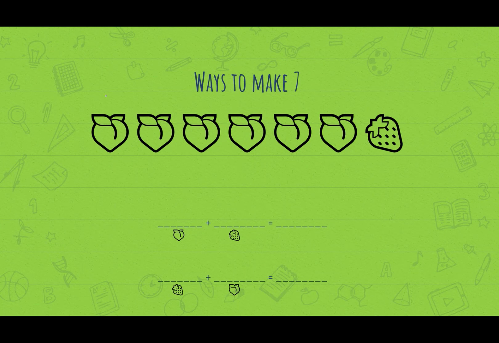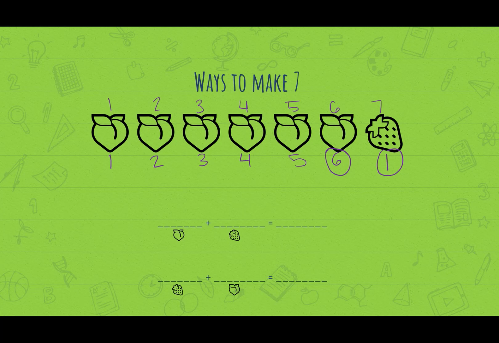All right, let's talk about another way to show 7. So we're going to count, make sure we have 7 fruit. 1, 2, 3, 4, 5, 6, and 7. We have 7 fruit. But now we're going to count the number of peaches and the number of strawberries. So let's count our peaches first. 1, 2, 3, 4, 5, 6. We have 6 peaches. And now let's count our strawberries. We have 1 strawberry, just 1 little strawberry.